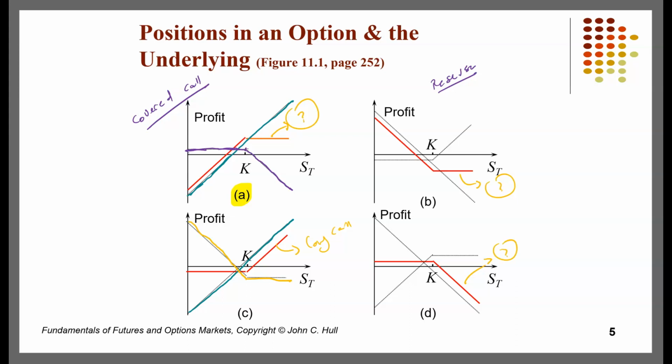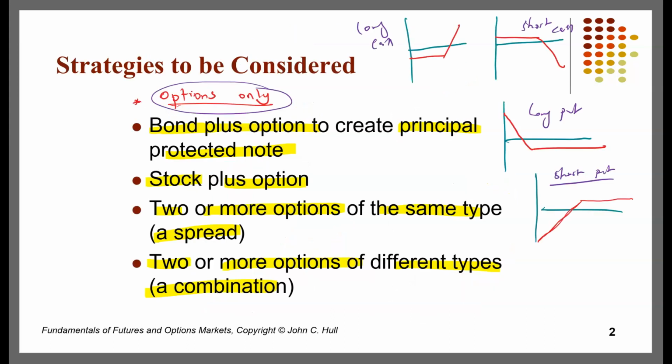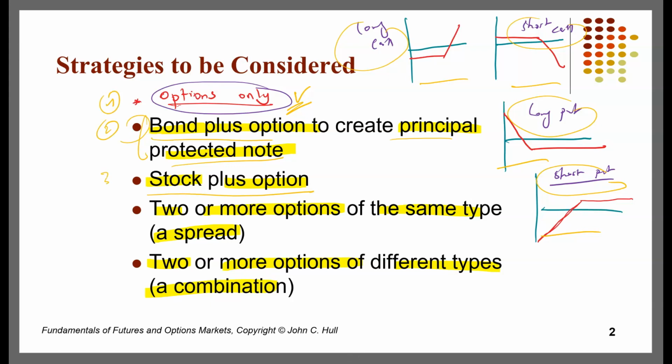So I'm going to stop here for this video, and when I get back, I'll look at the other strategies. So far, we've touched on the options only strategies: long call, short call, long put, short put. We also looked at principal protected notes, our structured product. That was the second strategy, and then we talked about the third strategy, which is stocks and options.